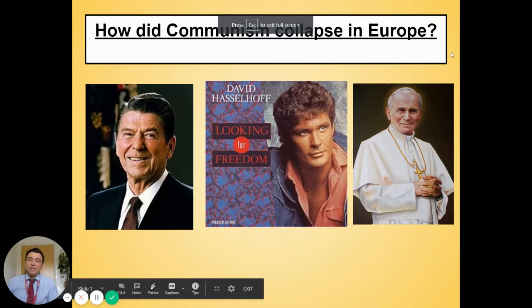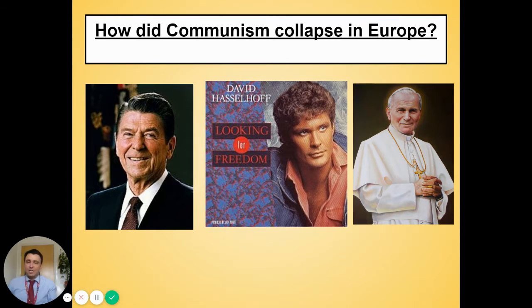Hello Year 10. In today's lesson we want to look at how communism collapsed in Europe. How is it that the satellite states, after decades, were finally able to break free from the USSR?